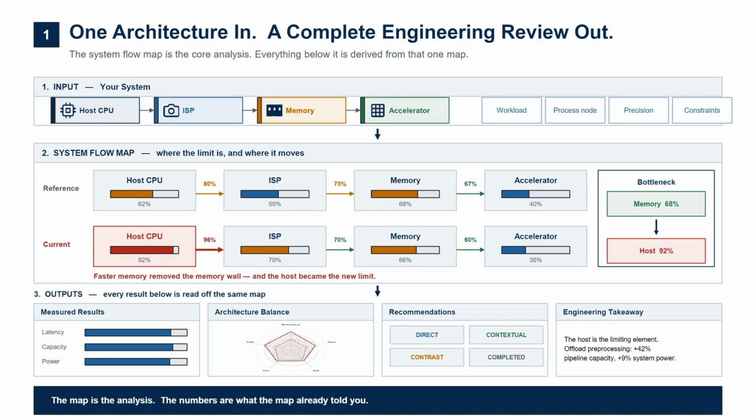For example, faster memory may reduce a memory bottleneck, but that does not necessarily remove the system bottleneck. The limiting stage may simply move to the host. The objective is not just to produce more numbers. It is to show what those numbers mean for the architecture.